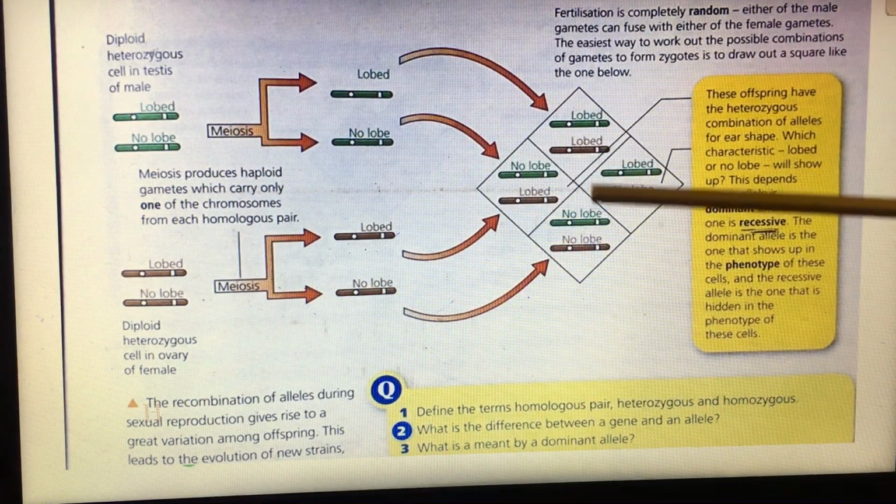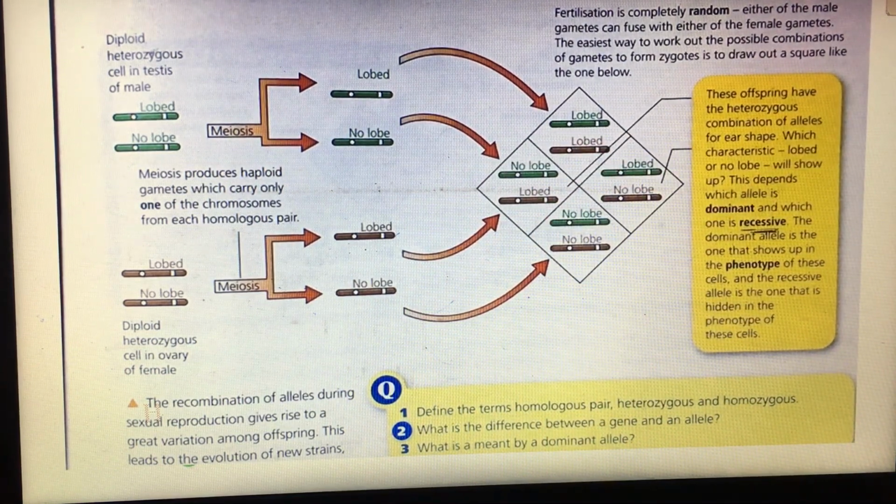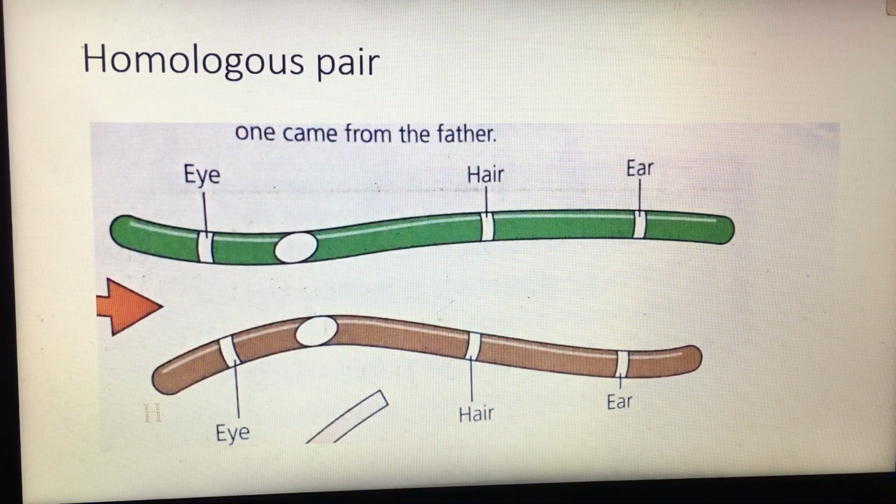So the phenotype of this cell is looped. The phenotype of this cell is looped if the looped characteristic is dominant. So the dominant shows up in the phenotype of these cells. Okay, now you have many concepts. Let's make a revision for those concepts.